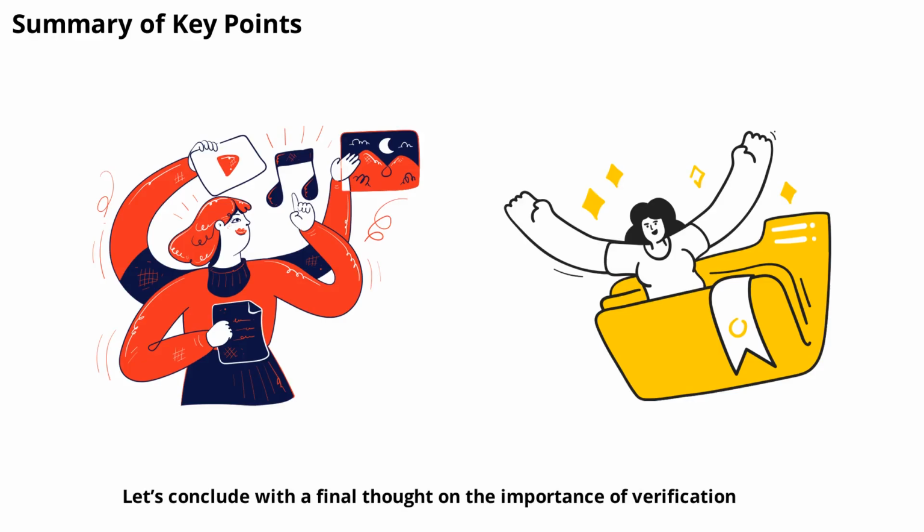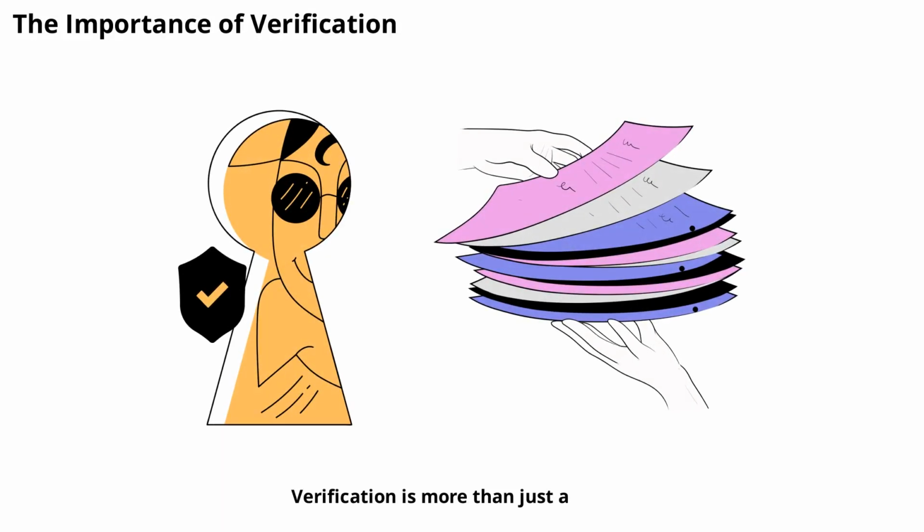Let's conclude with a final thought on the importance of verification. Verification is more than just a bureaucratic step. It's a safeguard for society. By ensuring that information is accurate and trustworthy, government offices protect citizens, uphold the law, and enable effective governance. Whether it's preventing fraud, supporting social programs, or securing national interests, verification is a cornerstone of public service.